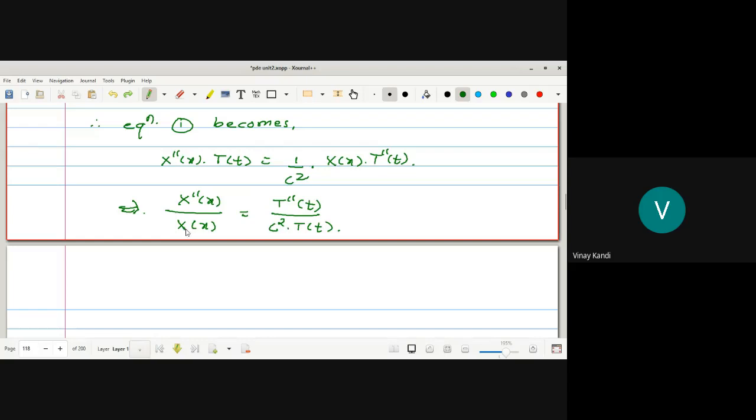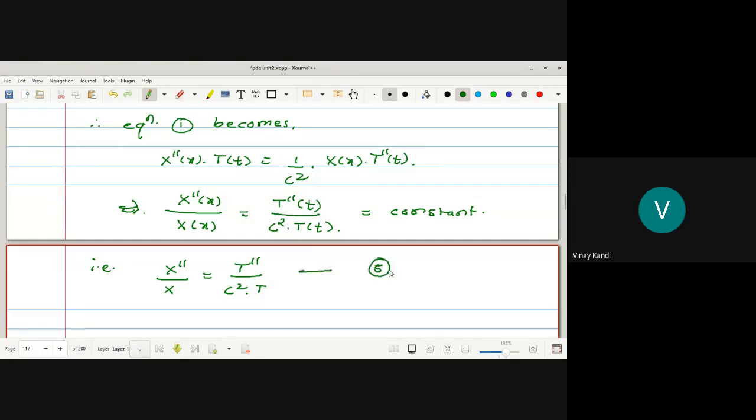Now, the left hand side and right hand side are both equal. Okay, so assume this value is a constant value. So this we can write, that is X double dash upon X is equal to T double dash upon c square into T. So write down, this is equation number 5.